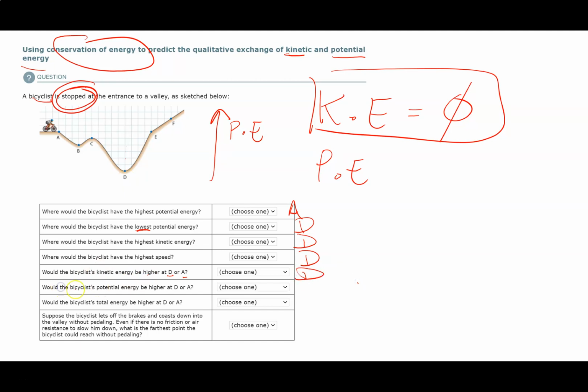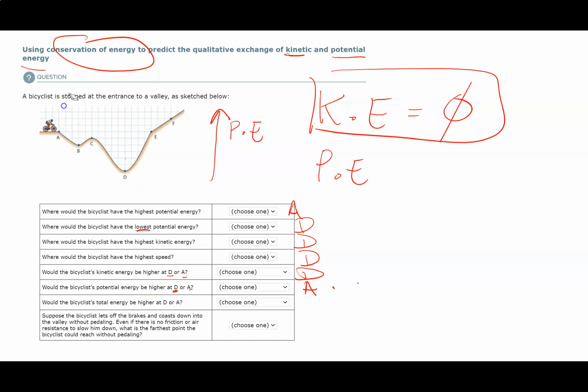And then it says, would the cyclist's potential energy be higher at D or A? Well, they don't have any at D. That's the lowest point, as far above the ground as they get. So that's when they've got the lowest potential energy. And A is where their potential energy is the highest because they are the highest above the ground. So it's got to be A. Just making sure we're not misreading a higher for a lower or anything.